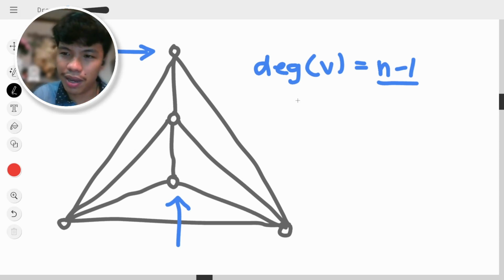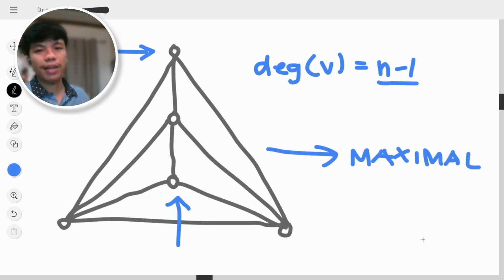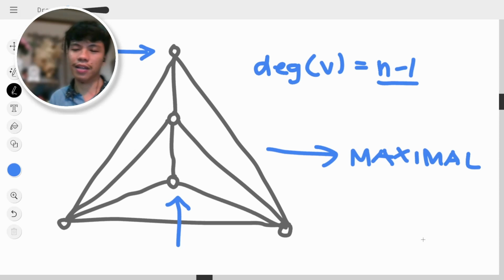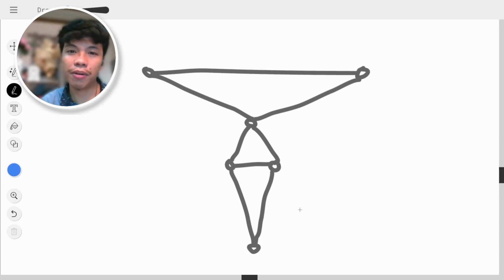So that's why this graph is actually maximal. That is why in our example, it states that it is one of the maximal planar graphs. Okay, now let's try another example. Now, in our previous example, we have only verified if it was actually a maximal planar graph.